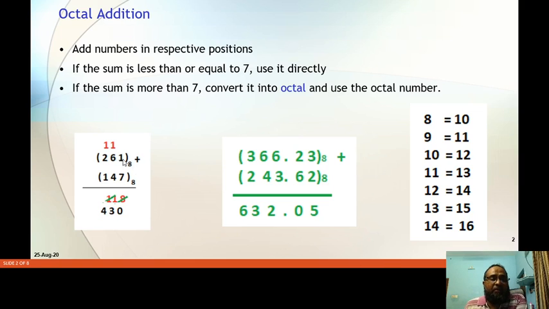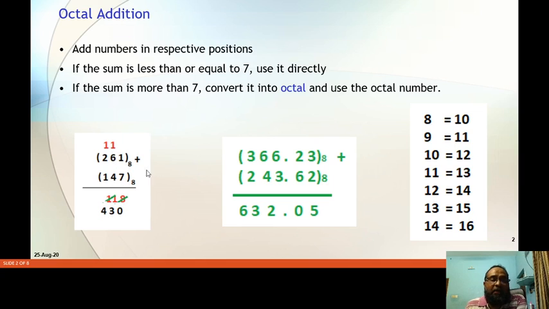See the first example, 1 plus 7, it is 8. 8 is not in the octal number system because we only have digits up to 7. So 8 has to be converted into octal. The number 8 converted into octal is 10. So write 0 here, 1 is the carry. Add the carry, 6 plus 1, 7.